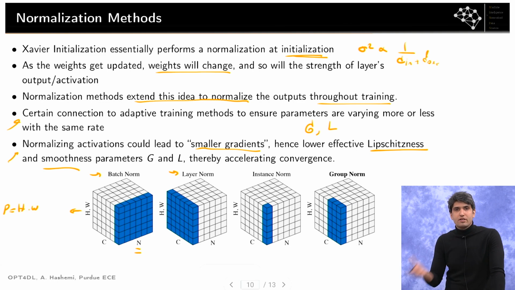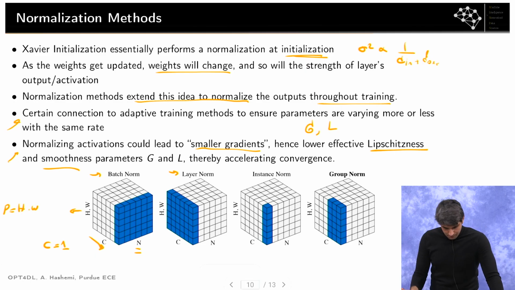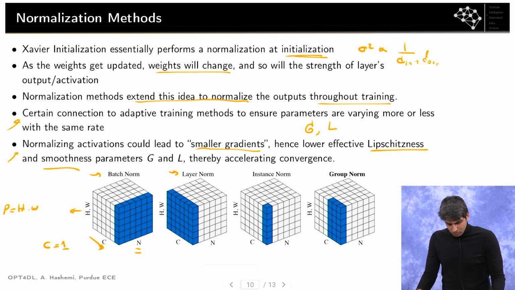Imagine that you have a two-dimensional image input, and you are vectorizing it. You could also have different channels. For instance, an RGB image has 3 channels. But in the derivations and discussion in the next slide, I'm just going to assume c is equal to 1. Now, what does batch normalization do? Batch normalization is basically doing normalization.